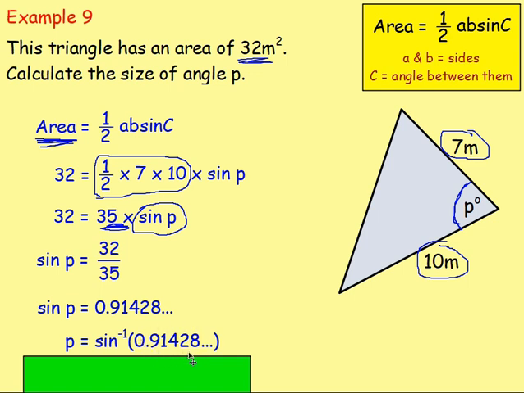A lot of the time you'll just do shift sine or inverse sine, second sine. You'll get sine to the minus 1 and then use the answer button. So sine to minus 1 of the previous answer. And then you can work that out on your calculator by pressing equals, and it gives you a value then for P, and P works out to be 66.1 degrees.